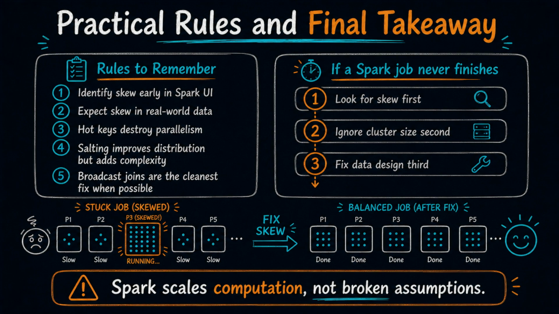If a Spark job never finishes, look for skew first. Do not assume that adding more cluster resources will solve the issue. Sometimes the problem lies in the data design or the way keys are distributed. Fixing these underlying issues is more effective than simply increasing resources. Spark scales computation, not broken assumptions. It's designed to handle large-scale data, but it can't compensate for poor data modeling or inefficient key distribution. Understanding these principles helps you build more reliable and performant Spark applications.